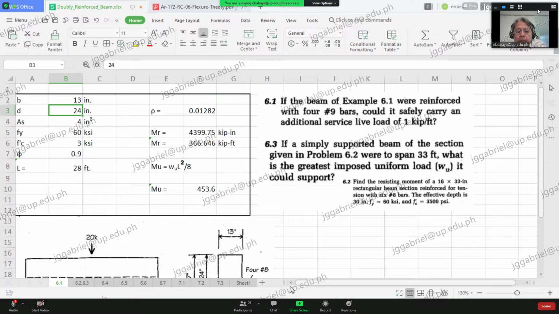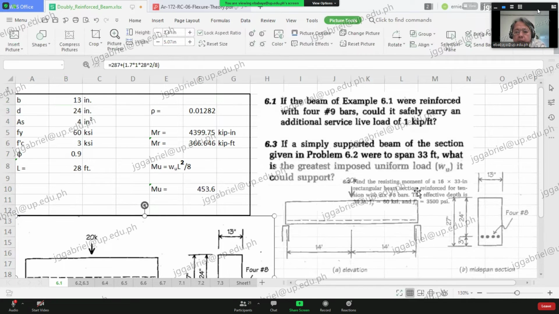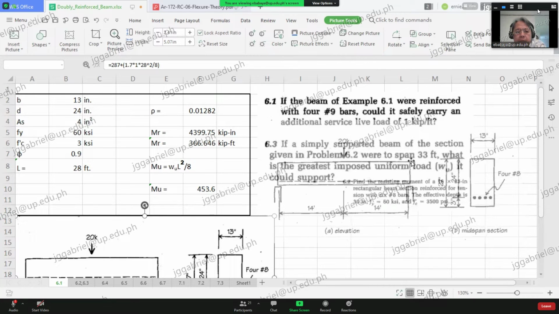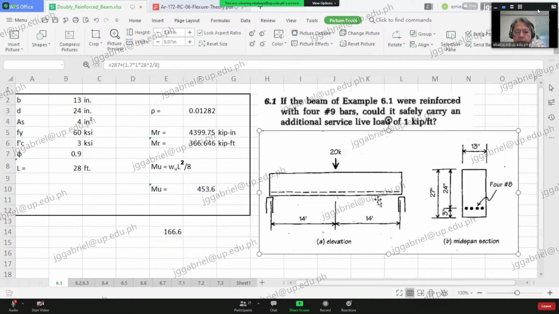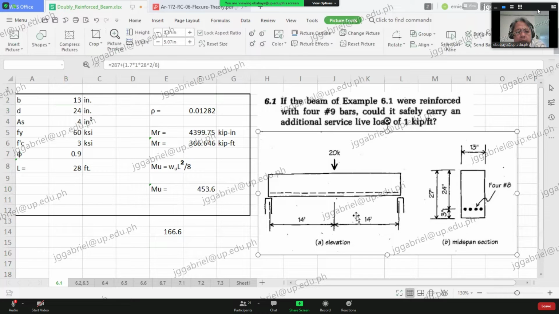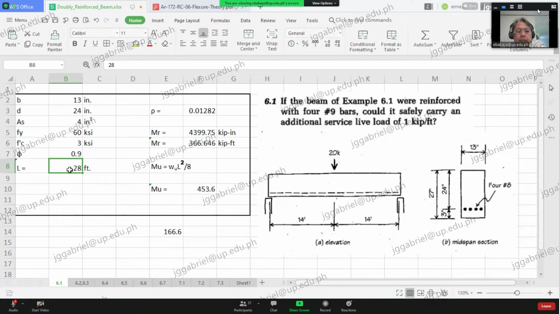Okay, that's the question. So let's look at the beam. Your beam length is what? 28 feet, 14 feet, 14 feet. That's the mid-span length. So L is 28. Of course, our phi, the reduction factor, is 0.9.